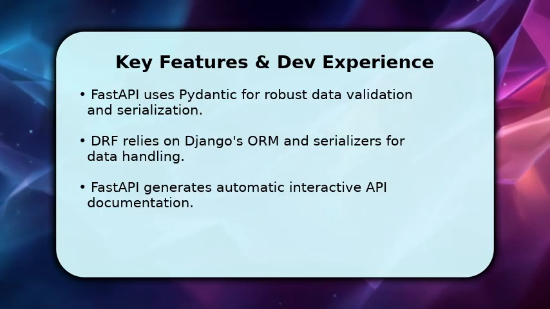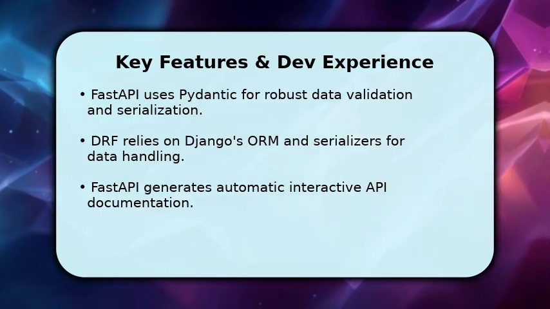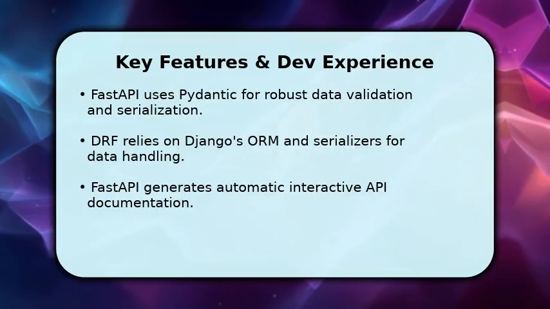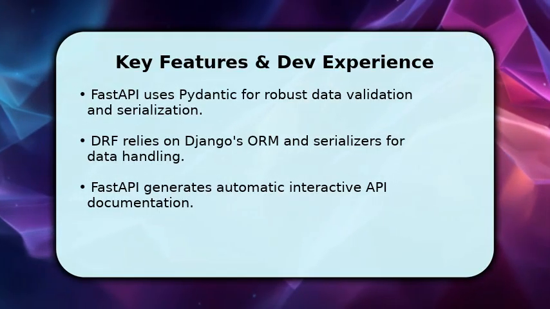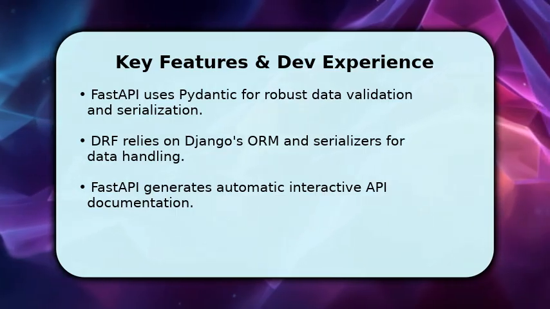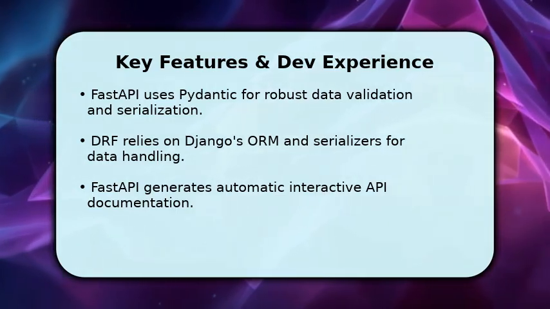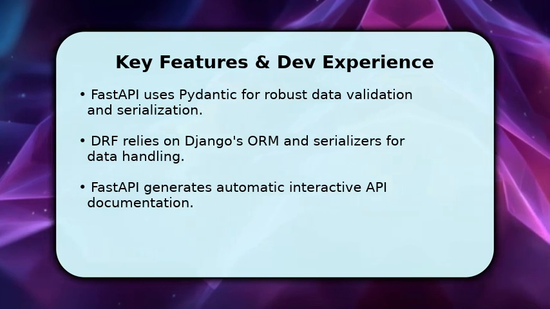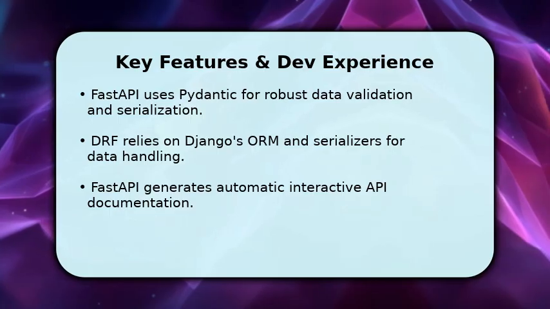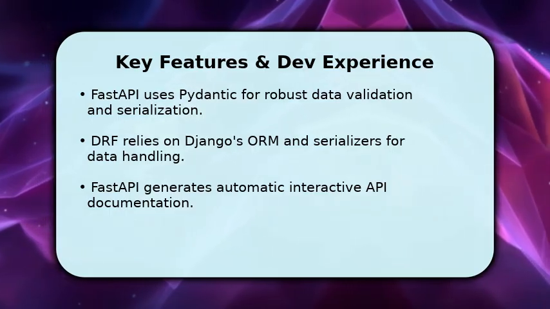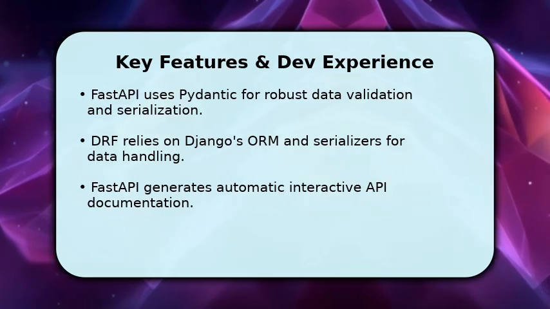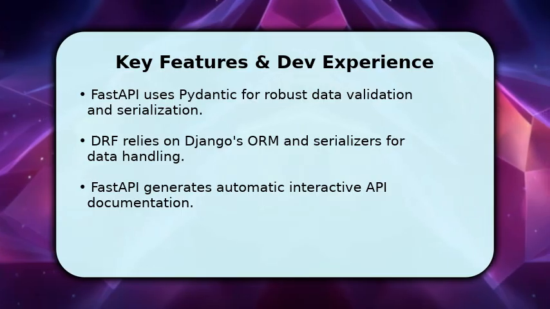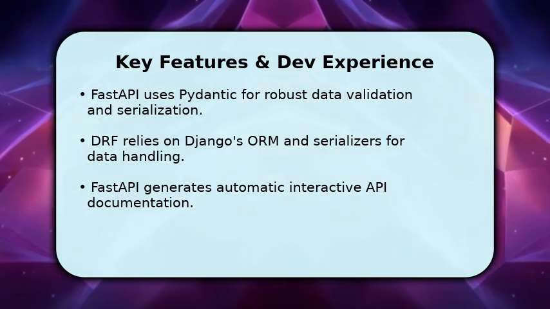FastAPI shines with its automatic interactive API documentation, powered by OpenAPI and JSON schema, making API exploration effortless. It uses Pydantic for data validation, ensuring robust and clear data models. DRF, on the other hand, integrates seamlessly with Django's powerful ORM and serializers, providing a familiar and consistent data handling approach for Django developers. While DRF offers excellent tools, its documentation often requires more manual setup.